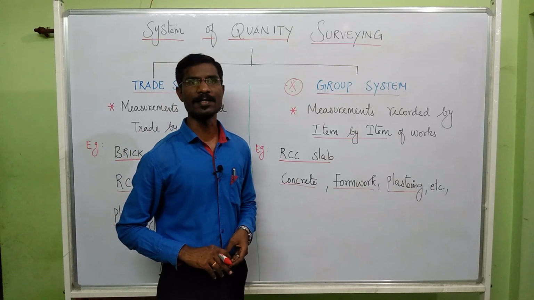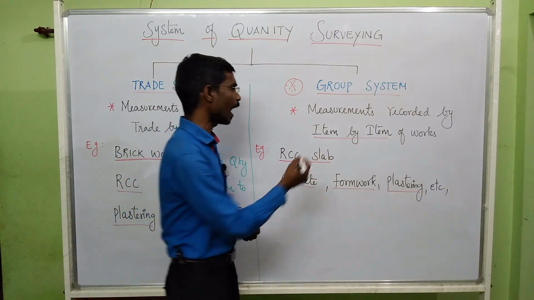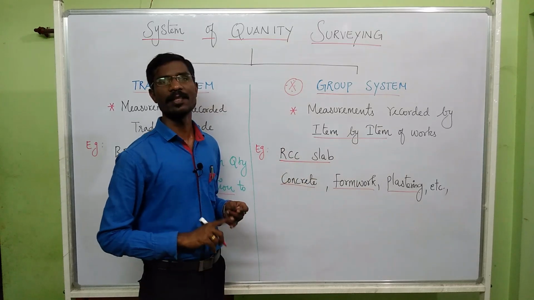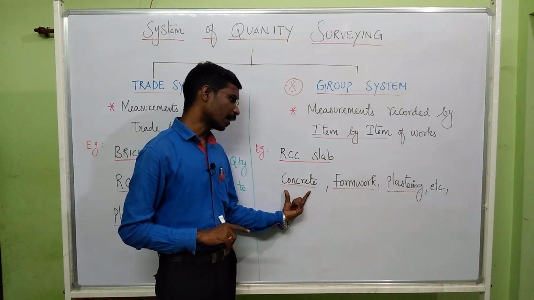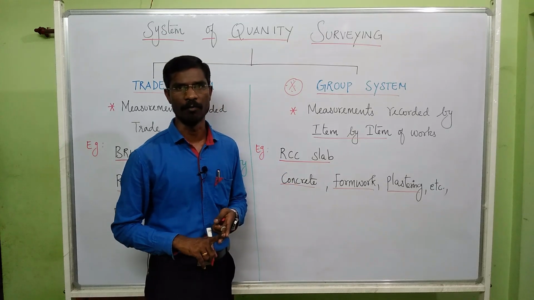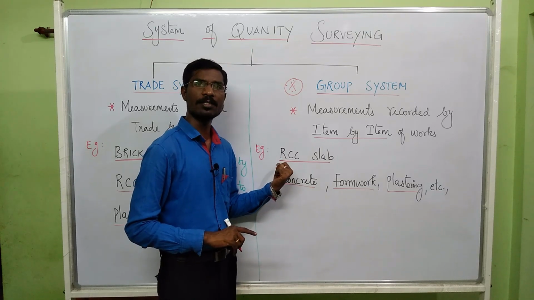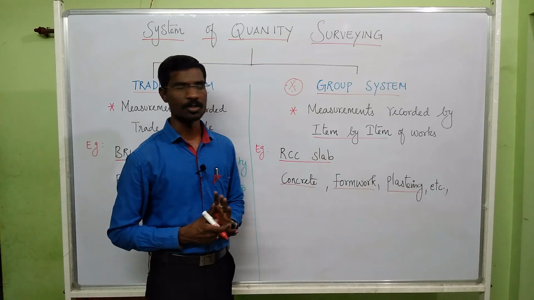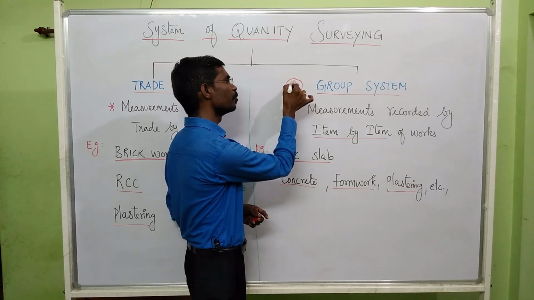Another system of quantity surveying is the group system. In this group system, we record the measurement item by item. For example, RCC slab is one item of works. In this RCC slab, different works are involved, as we know: the concrete, formwork, plastering. All the works are calculated in the item of works. Likewise you can calculate the different items of works. Finally we will abstract all the items of works. So this is called the group system. Mostly in practice we will use the group system.